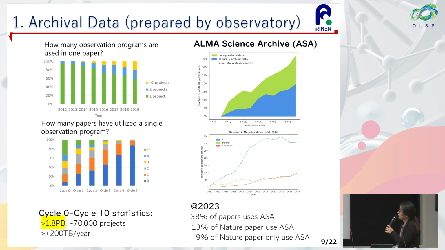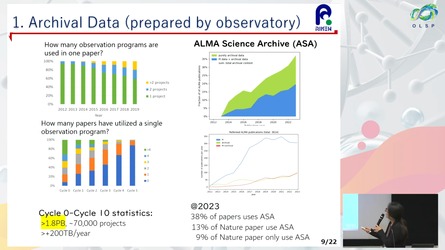Well, because of this nice archival system, people started to use non-PI data. I would say non-PI data means data not taken by that person, but taken by somebody else and then downloaded from the archive. Well, if you look at the statistics, you can see that in the first year, the observation programs are used.